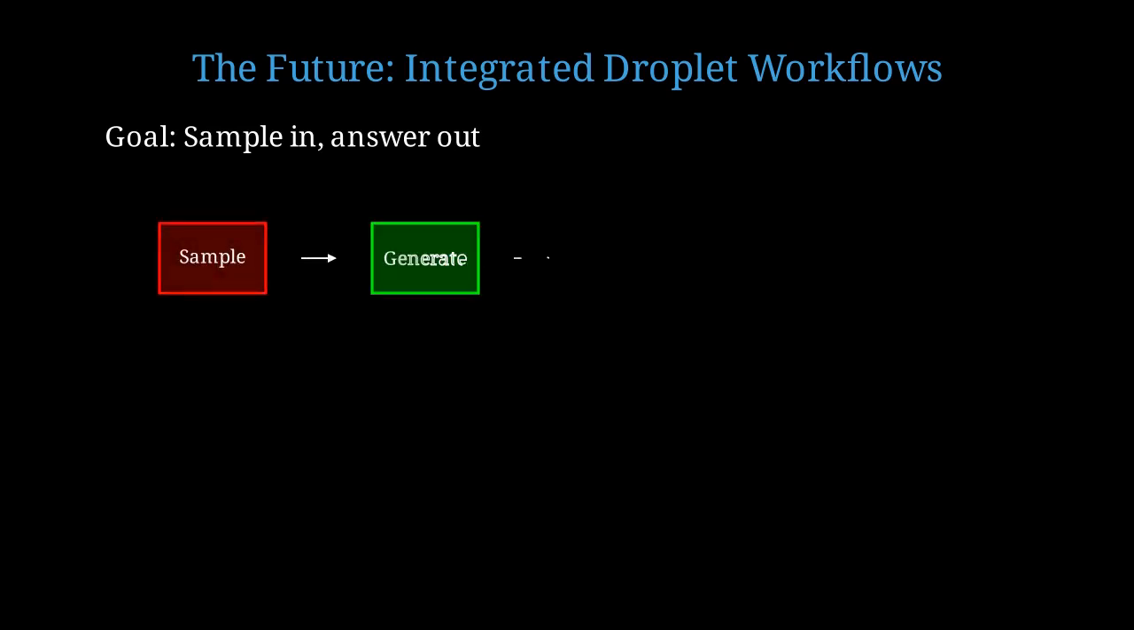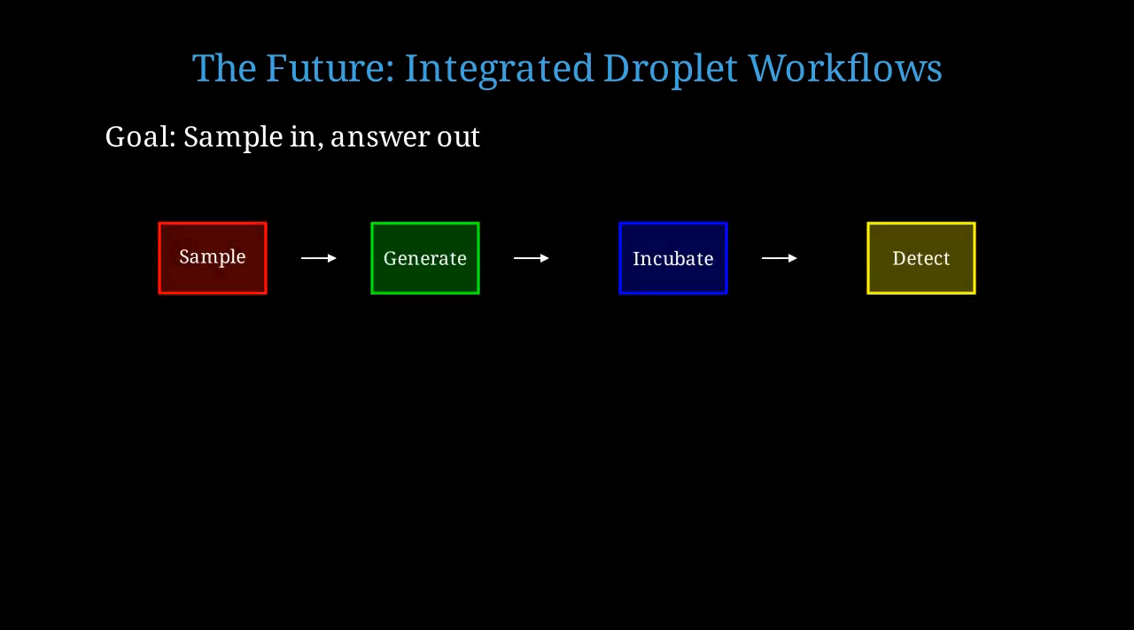Looking to the future, where is droplet microfluidics heading? The trend is toward fully integrated workflows. The ultimate goal is sample in, answer out. You load your sample, and the chip performs all steps: encapsulation, incubation, detection, sorting, and analysis. Imagine a single chip that takes your sample, generates droplets, incubates them with precise temperature control, detects a signal, and sorts the hits, all automatically.